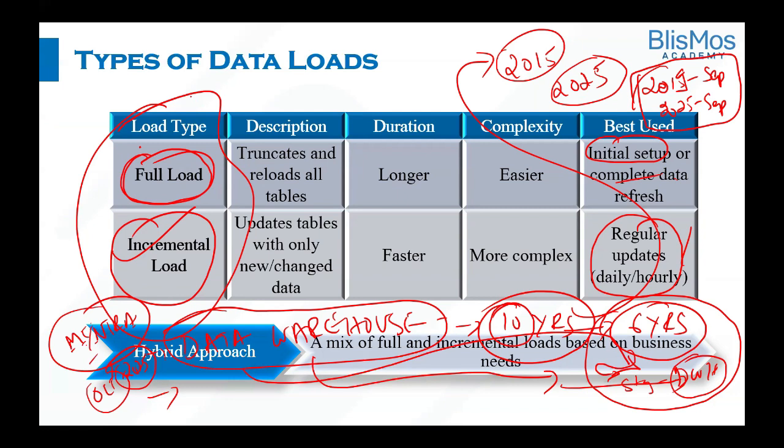Okay. So the one where the duration is faster, the complexity is more. Here the duration is longer, the complexity is easier, right? Is it making sense for you? Yes, sir.